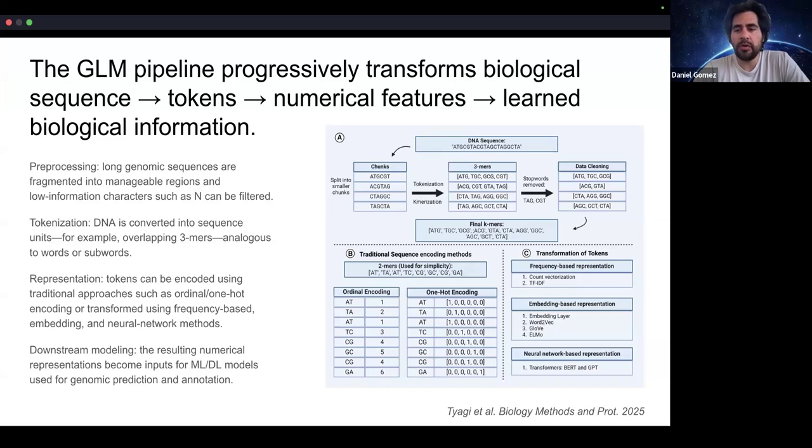And then for transformation of tokens, in frequency-based representation, we have count vectorization, TF and TF-IDF. So those are frequency-based representations. In embedding-based representation, we have an embedding layer, word2vec, GloVe, and ELMo that can all be used as embedding-based representations. And lastly, we have neural network-based representation, transformers such as BERT and GPT, which are well-known transformers.